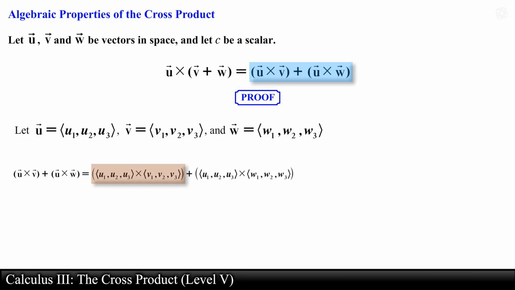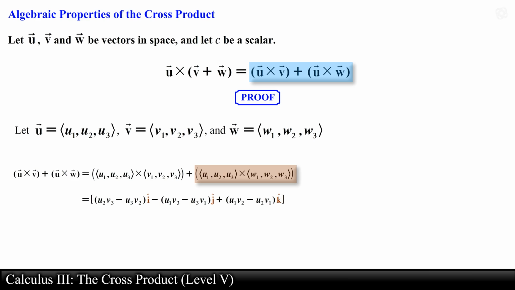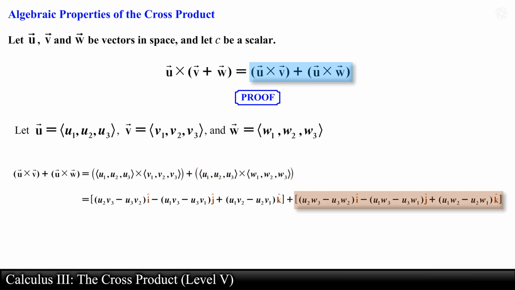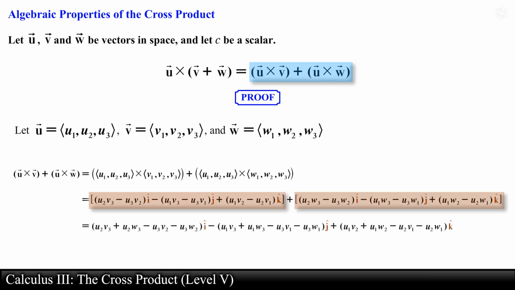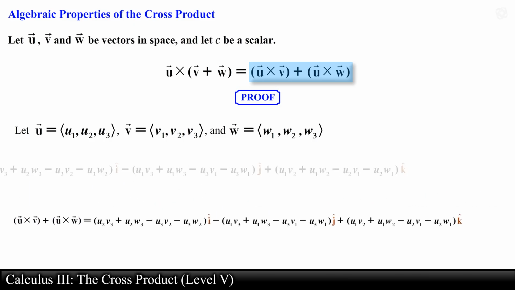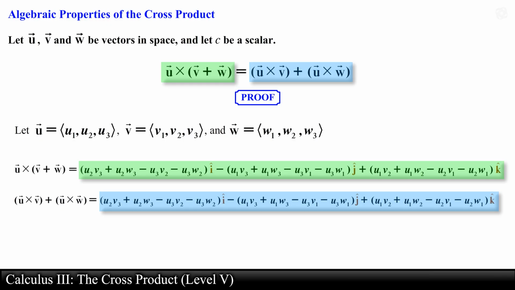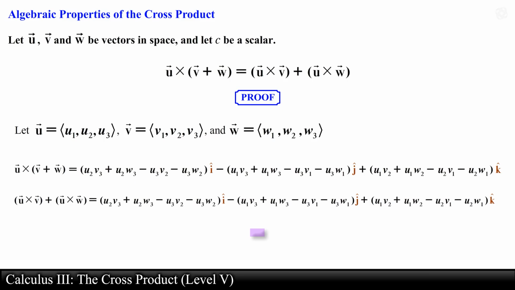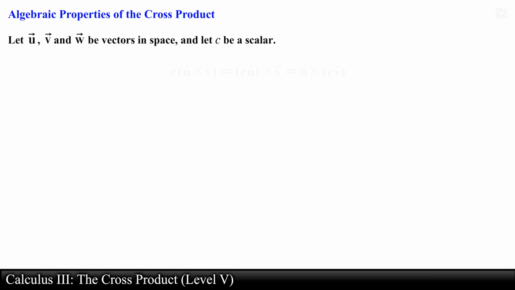So we first find vector U crossed with vector V, obtaining the following expression. Then we find vector U crossed with vector W, obtaining the following expression. We go ahead and add these two vectors together and compare it to the left-hand side. Notice that every single component on the right side matches with its corresponding component on the left-hand side. Thus, both sides are equivalent, and this ends the proof. Let's take a look at the third property.